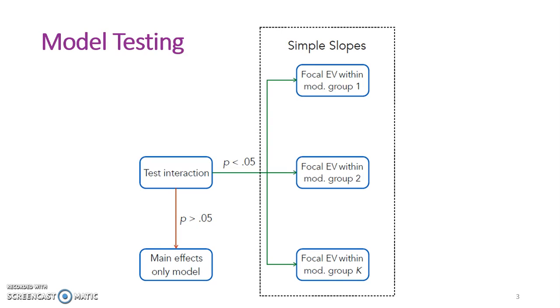But if the interaction is significant, we then need to construct these simple slopes. And so we construct a simple slope for each group within the grouping variable. So in this case, there's just two, so we will only have a slope for group 1 and a slope for group 2. And we do this by creating regression equations for each of those groups.